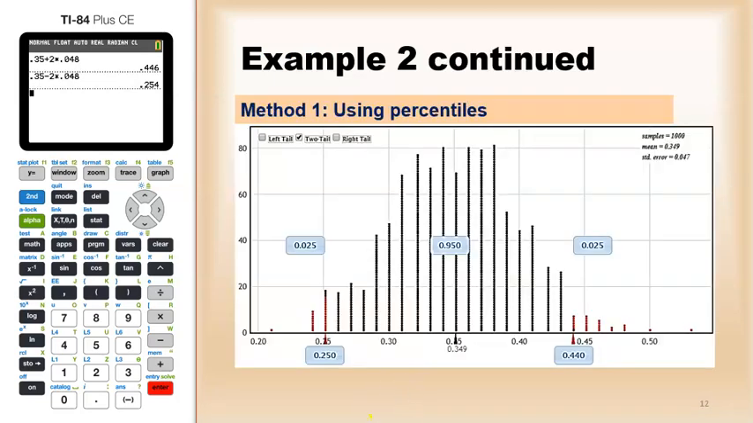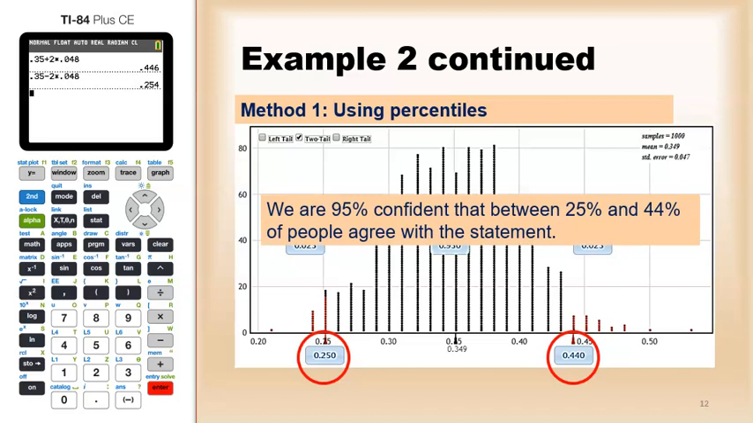Here's another one I did earlier. I generated 1,000 samples, and you can see right here on the lower left, that's the lower bound if I'm going that route, to 44%. About the same thing I got with my latest attempt. But in this case, we're 95% confident that between 25% and 44% of the people agree with the statement.